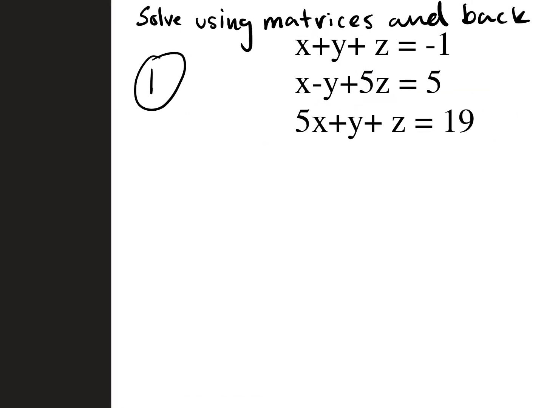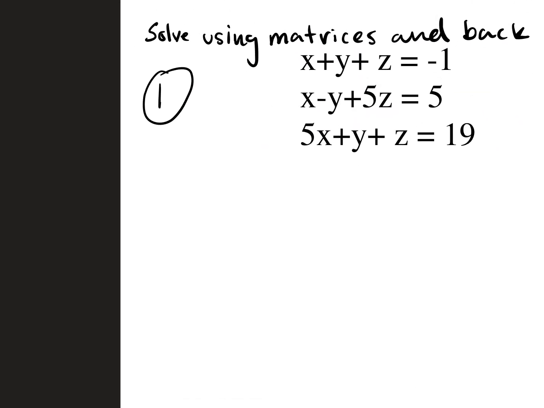I'm going to start over here. The first thing we do, guys, is write out your coefficients. So 1, 1, 1, and then your answer, -1. Then you have 1, -1, 5. Your answer is 5. Then you have 5, 1, 1, 19. Did I write everything correctly? Yes. If you want to write that little line here that's like, oh, there's my answers over there, that's fine.